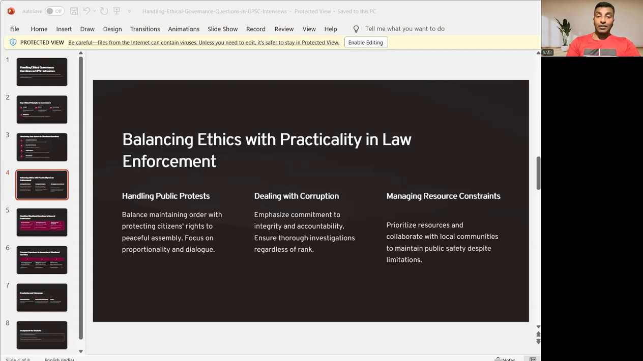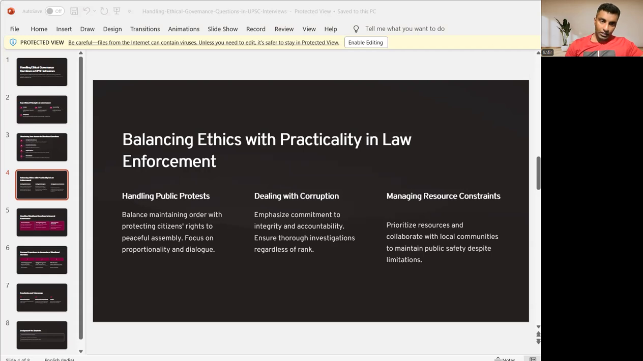Then managing resource constraints. In many cases, law enforcement officers face resource constraints, especially in remote areas. And if you are asked how you would handle this, focus on the importance of prioritizing resources and collaborating with local communities to maintain public safety despite limitations.